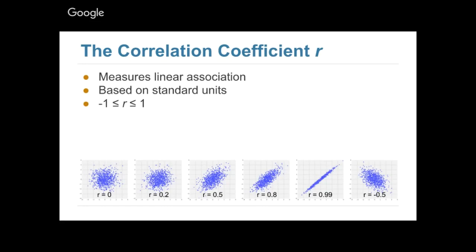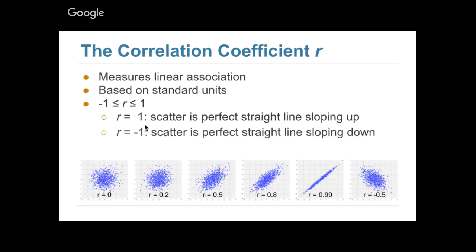In particular, the value of R is always between -1 and 1. If it's close to -1, you have a perfect or almost perfect line sloping downward. And if you have R close to 1, you have a perfect, almost perfect line sloping upward. In between those two bounds, you get clouds of points. Okay, so here they are. 1 is a perfect line sloping up, -1 is sloping down. If R is 0, then we say that the two variables have no linear association.